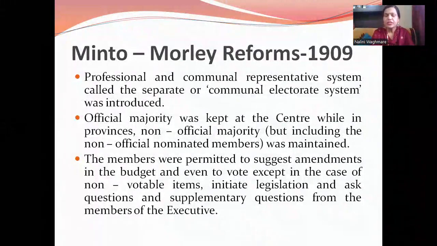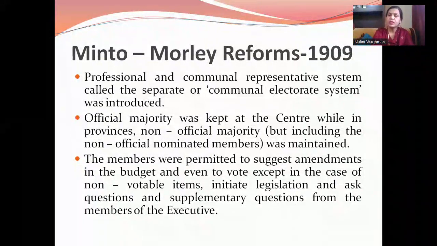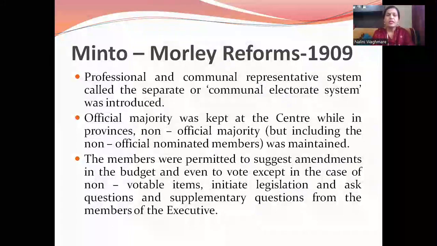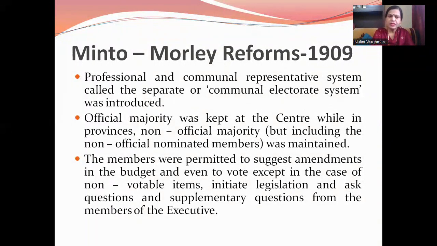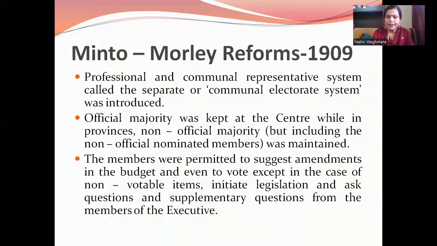A professional and communal representation system, called the separate communal electoral system, was introduced. This is the divide and rule policy. That's why they mention the special concession given to the Muslim community here. An official majority was kept at the center, while in the provinces a non-official majority, including the nominated non-official members, was maintained. The members were permitted to suggest amendments in the budget and even to vote, except in the case of non-votable items, to initiate legislation, and to ask questions and supplementary questions of the members of the executive.